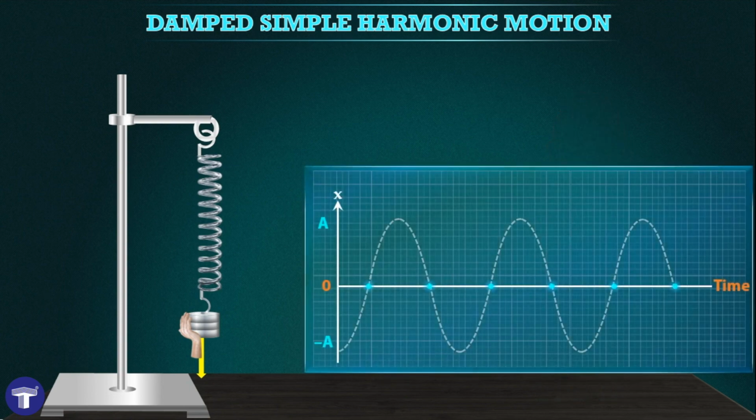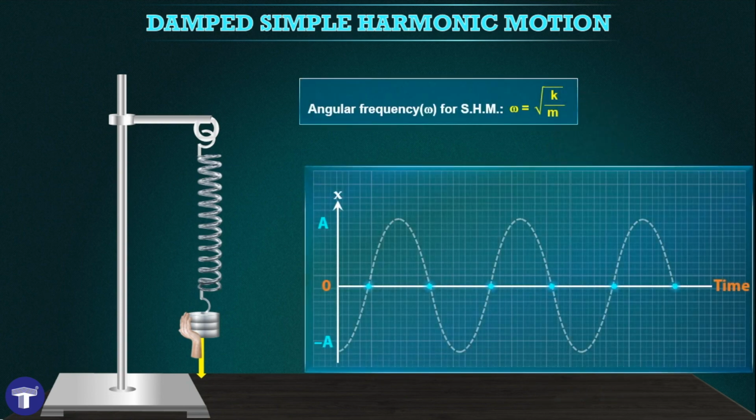So what I want to point out is that because the system is continuously losing energy, the angular frequency for simple harmonic motion, which we have said so far, that is omega is equal to root k by m, this value may not always be true.